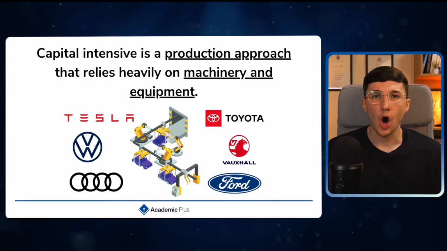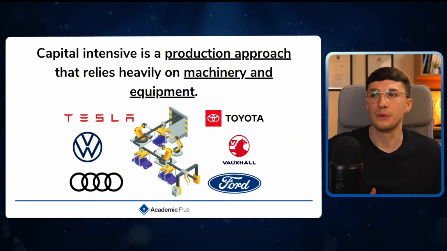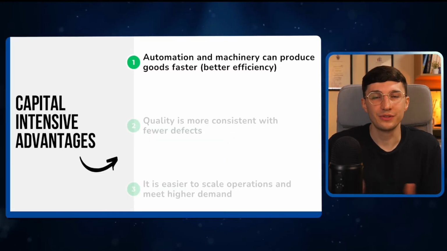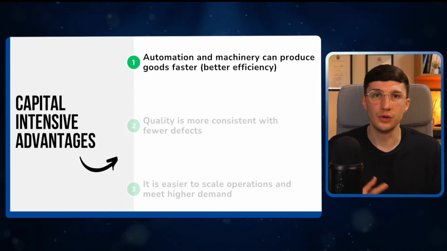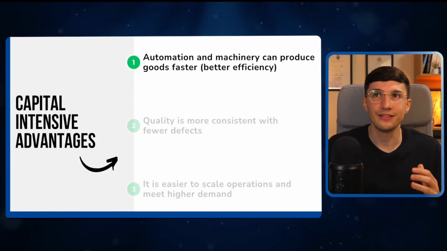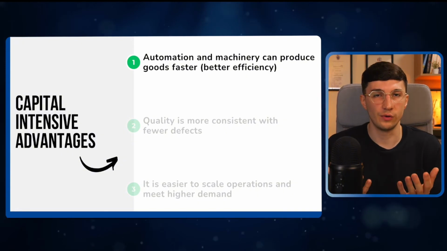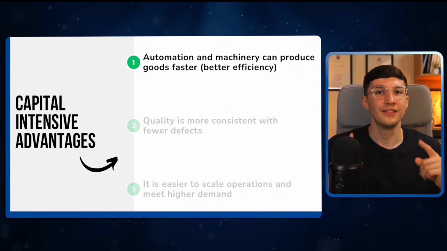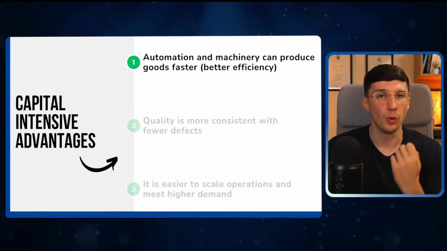You'll find that car manufacturers typically have more of a capital intensive approach, so companies like Tesla, VW, Audi, Ford and Toyota. Having a capital intensive approach can be quite beneficial for a business. Automation and machinery can operate at higher efficiency levels, which improves the business's overall productivity. As productivity levels tend to increase, this can help reduce the business's unit cost, so we can be seen as more profitable.